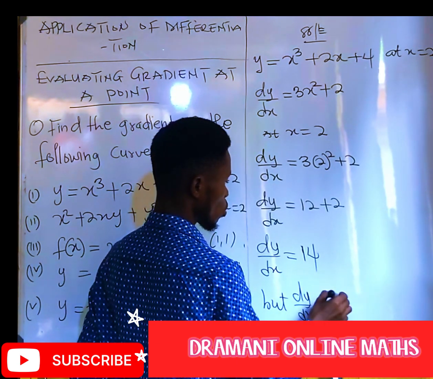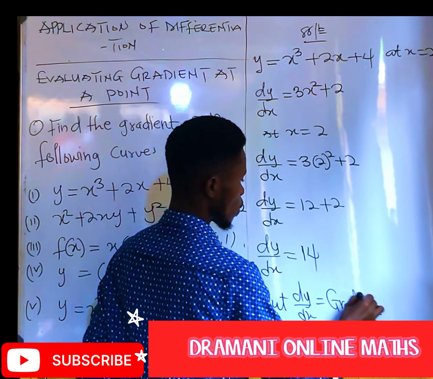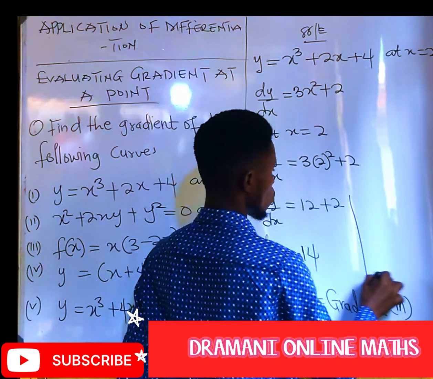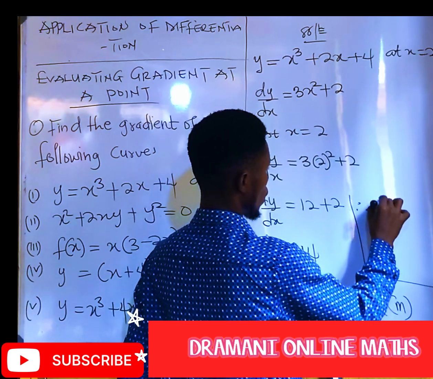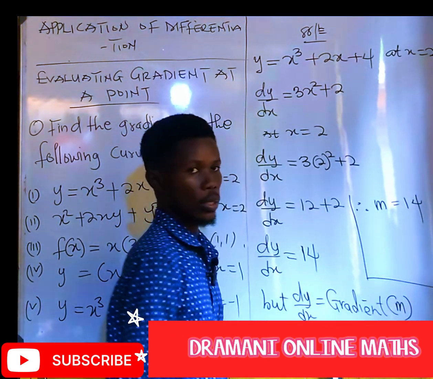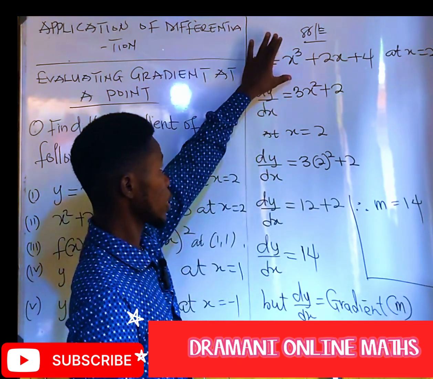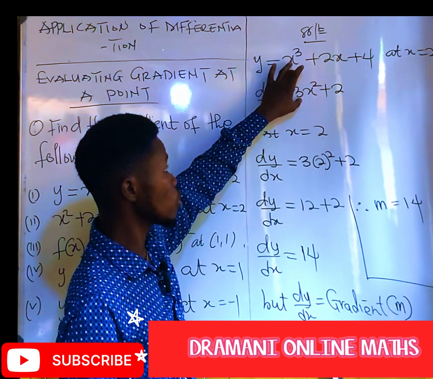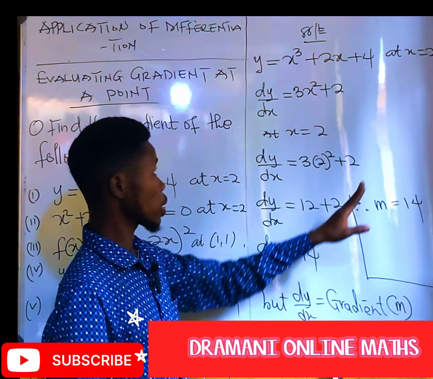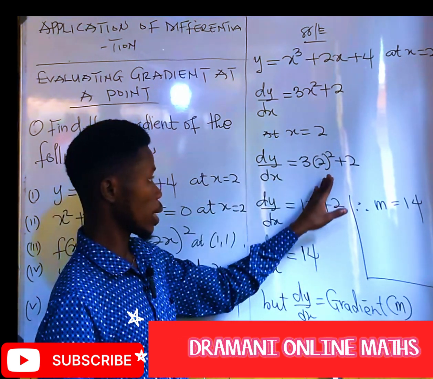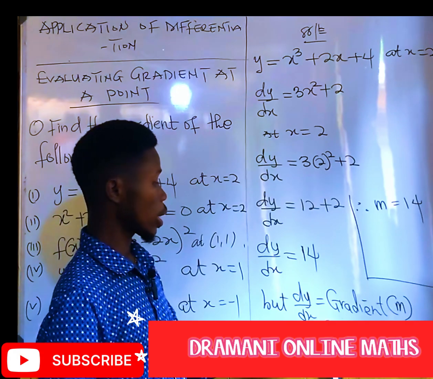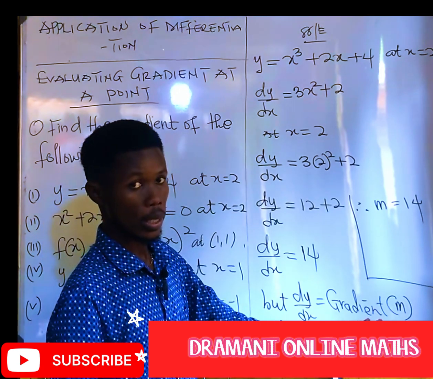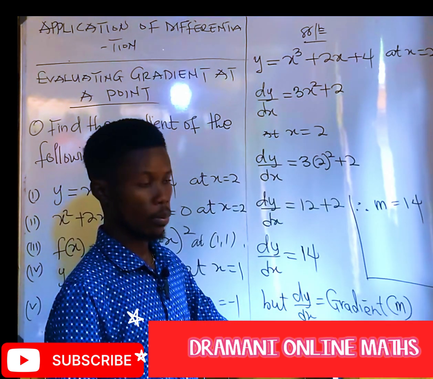But dy dx is equal to the gradient, which we abbreviate as m. Is that okay? So therefore our gradient is equal to 14. It's nothing difficult. Once they give you the function and the point, and you have to find the gradient, all you need to do is differentiate it. After that, you substitute the point given to you wherever you see x, then you are good to go. We are saying that differentiation at a point is the gradient, so dy dx is equal to the gradient. Thank you very much. Let's move to the next example.